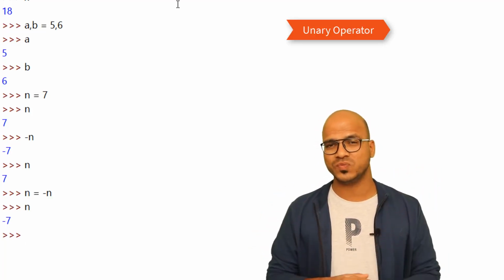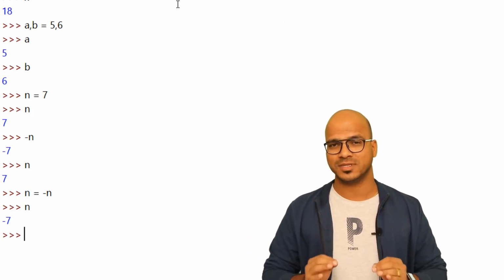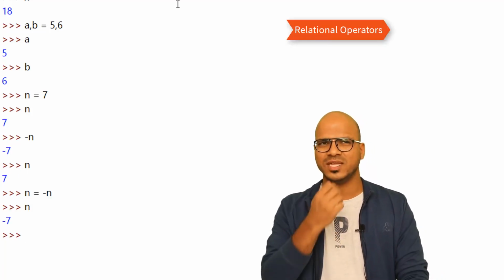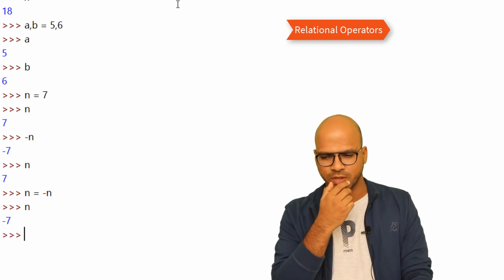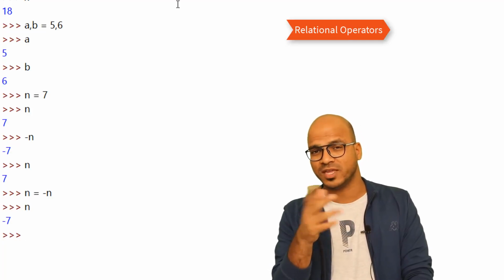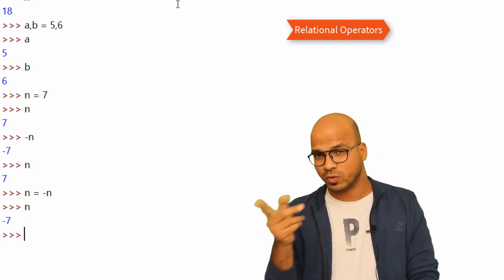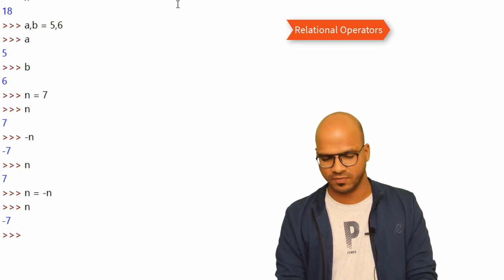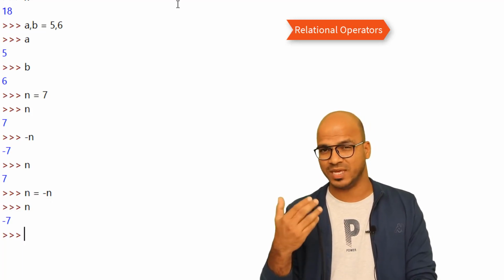The next two kinds of operators we have are logical operators and relational operators. Let's start with relational first. Now what is relational? In fact, we have done one of these things before, in one of the videos, where we can compare two numbers or two things: smaller, greater, or equal to. So let's try here. Again we'll use two variables, a and b, and of course the value of a is 5 and the value of b is 6.